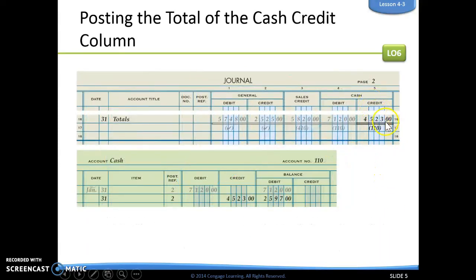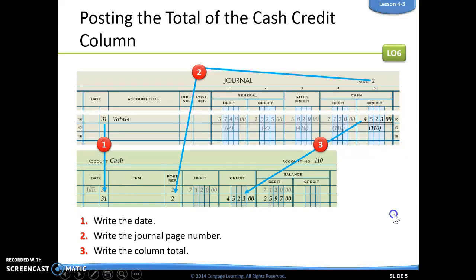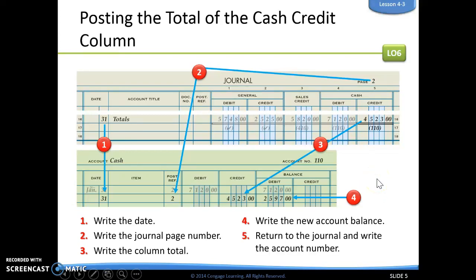Our last total then is to our cash credit. Again, we're in our cash account. Start with our date, our journal page number. This time it's a credit. Now we need to find our new balance. So our before balance was a debit, and now we have a credit. Remember, if we have a debit and a credit, we subtract to find our new balance. Our debit number is larger, so that means our new balance is a debit balance. Our last step then is to bring that account number up to our journal.